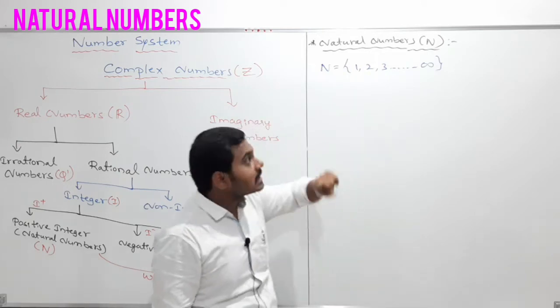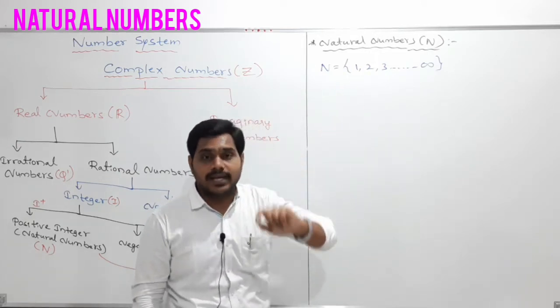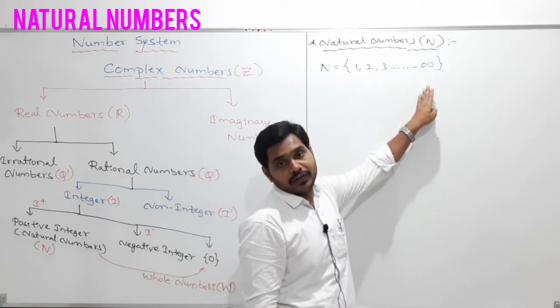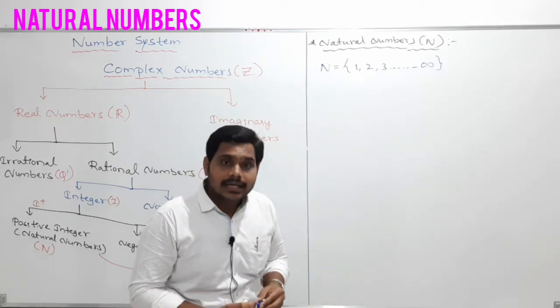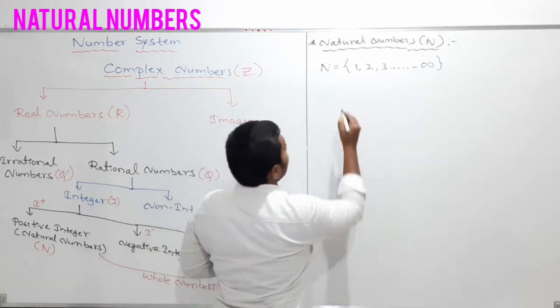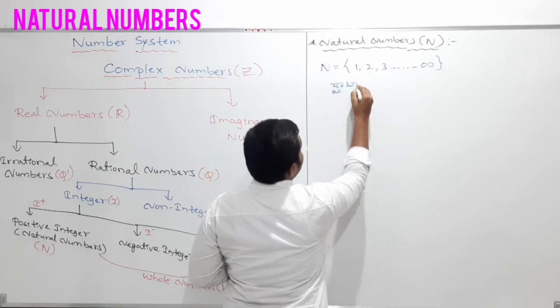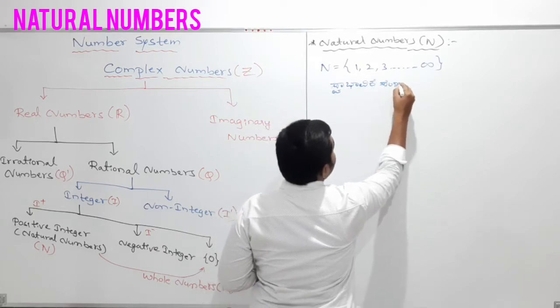So my dear students, natural numbers means what? Natural numbers are all counting numbers. We can call it as natural numbers: 1 2 3 up to so on up to infinity. This we can call it as natural numbers. In Kannada you can call it as swabhavika sankhyegalu. Clear? So you can call it as swabhavika sankhyegalu.